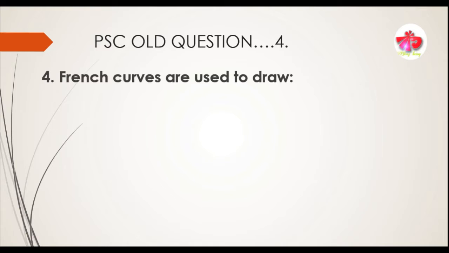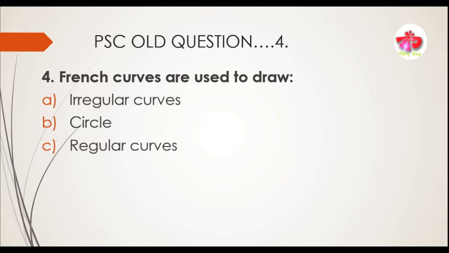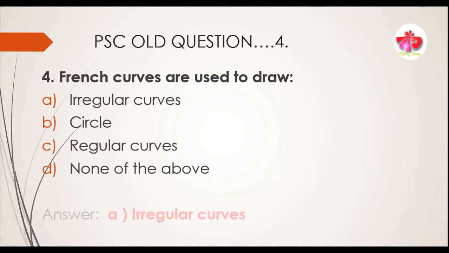Question number 4. French curves are used to draw. Option A, irregular curves. Option B, circle. Option C, irregular curves. And option D, none of the above. So friends, French curves are used to draw irregular curves.